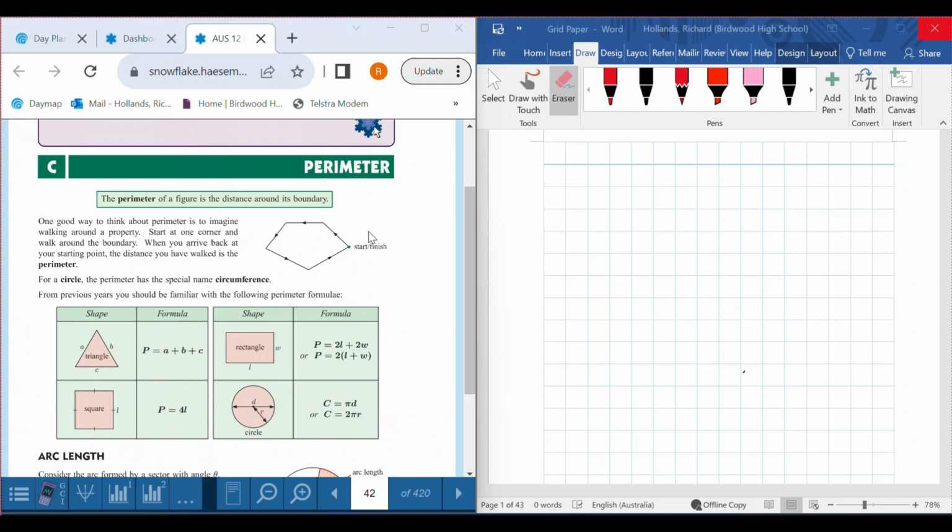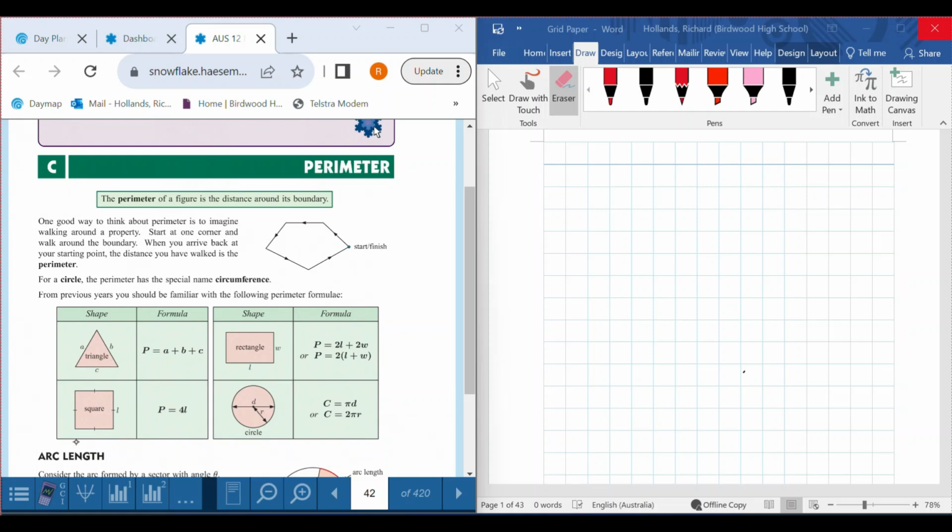Here we are going to be going through perimeter. So when we're looking at perimeter, that is essentially just the total distance or sum of all sides of any shape. For circles, they have a little bit of a different name. Circles just like to be a bit different, and they go by circumference. So when we're talking about the circumference of a circle, that means perimeter, the distance around its boundary.